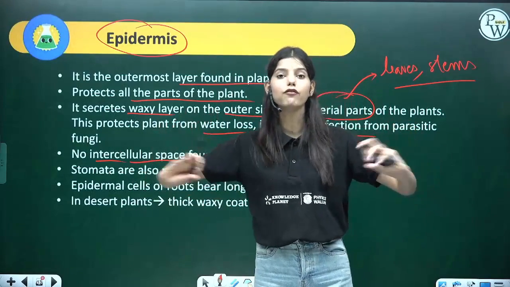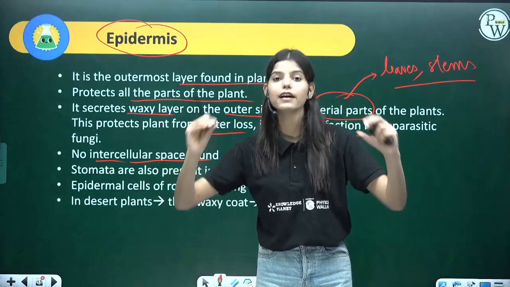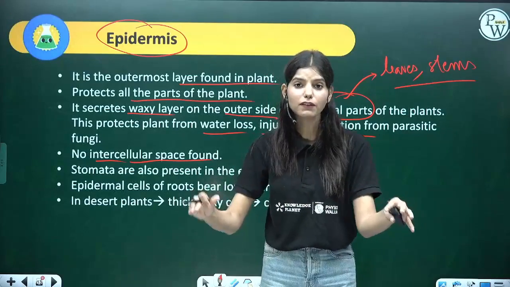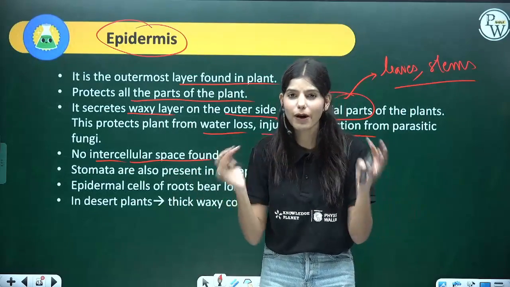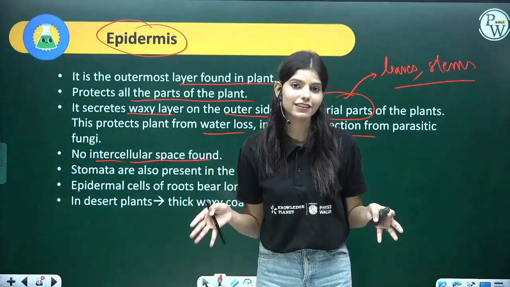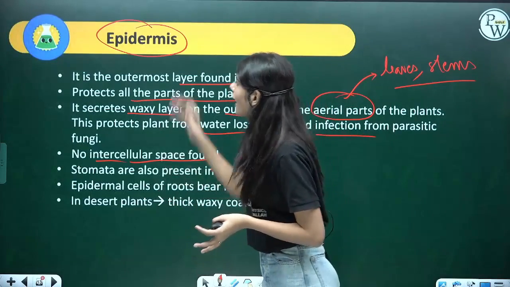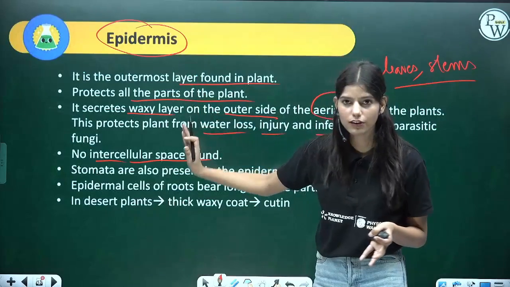All these cells are forming a continuous layer. They actually have cells which are compactly arranged, having no intercellular space, so that all the parts have this continuous boundary, continuous covering which protects it all the time. So here the epidermis has no intercellular spaces.